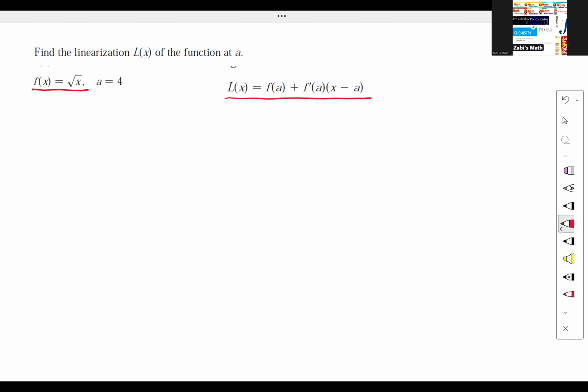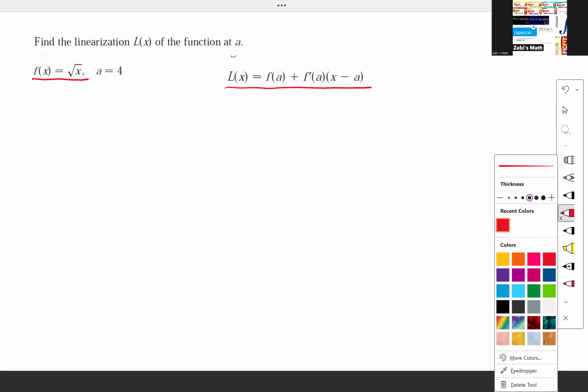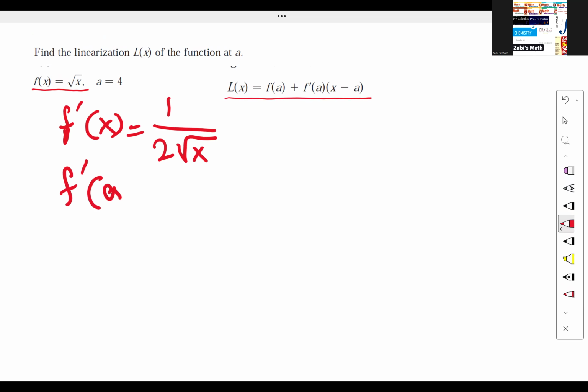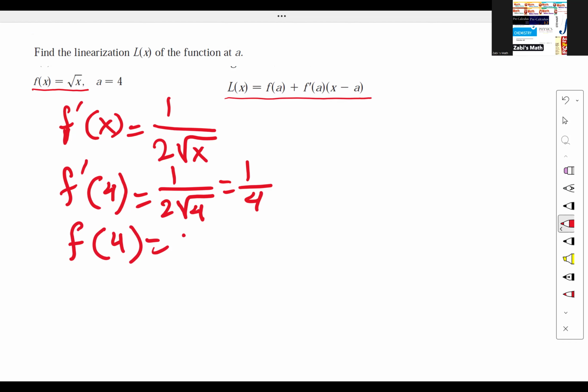That's a general formula. So what do we want? We definitely want f prime of x. So f prime of x is equal to 1 over 2 square root of x. F prime of a, in this case, our a is 4. So you get 1 over 2 square root of 4, which is 1 over 4. And then we want f of 4, which is 2.